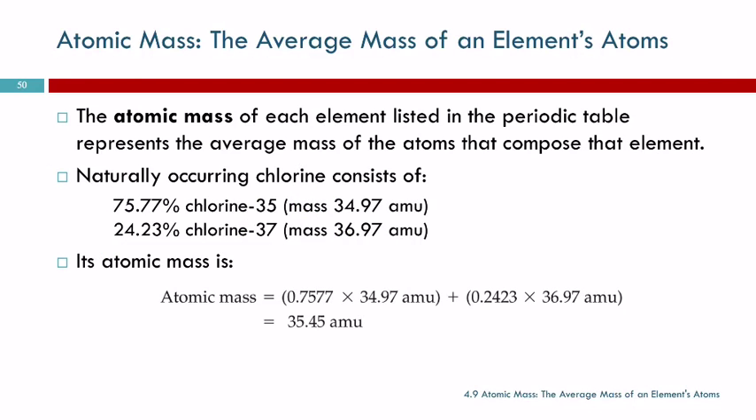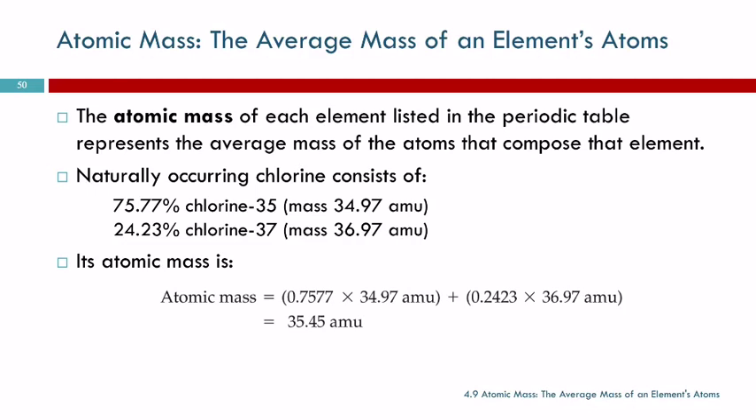We can't just add them together and divide by 2. So what we do is we take this fractional abundance, we take this percentage and divide by 100 to make it into its decimal equivalent. We multiply by the mass of that, and then we add the other decimal equivalent of the percentage times its mass, and that gives us 35.45 atomic mass units. That's the average mass of a chlorine atom.